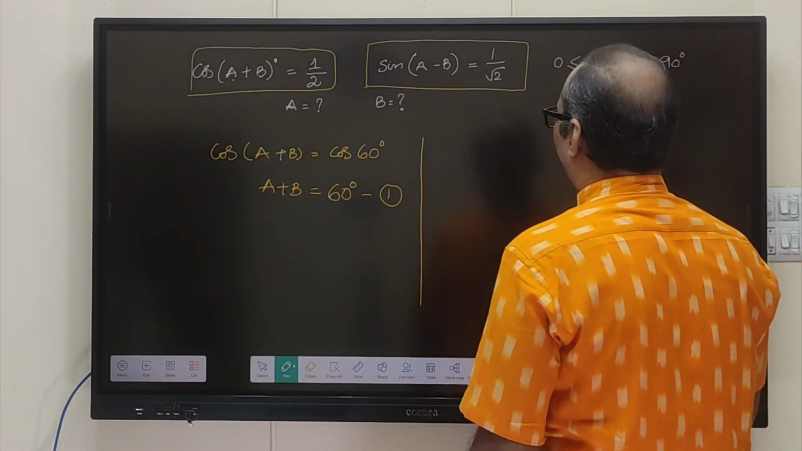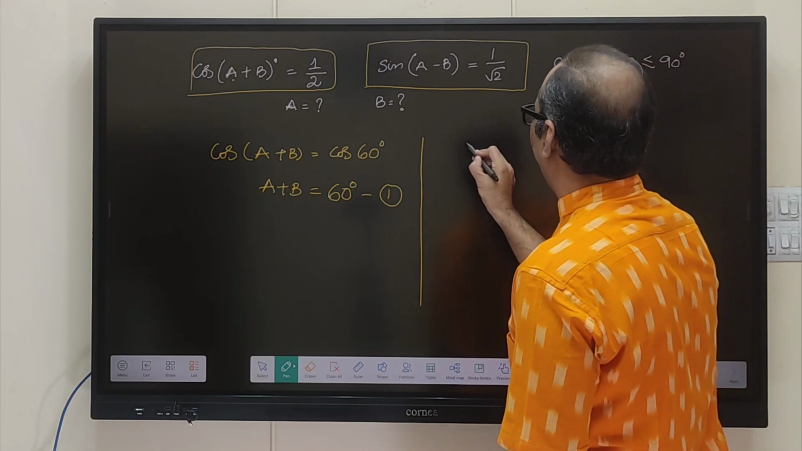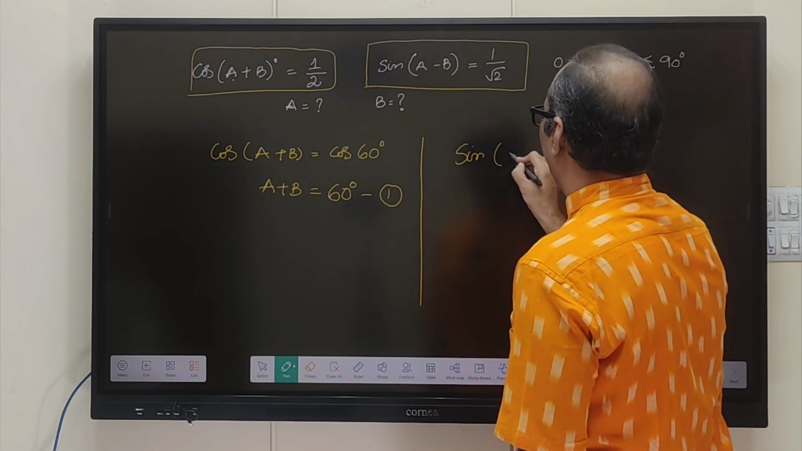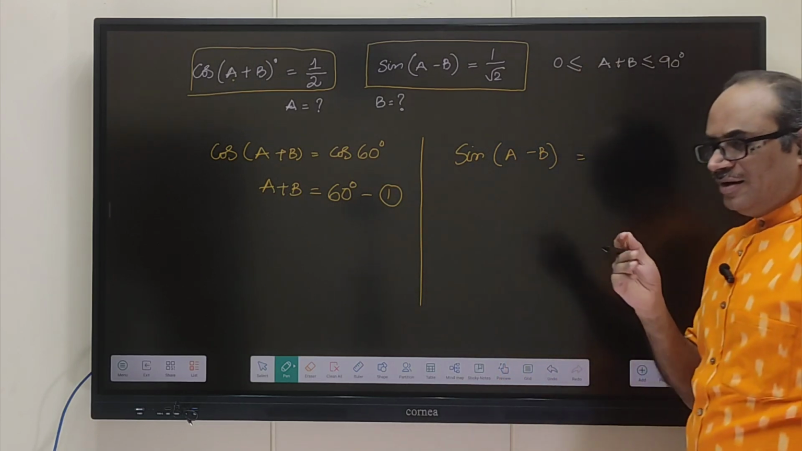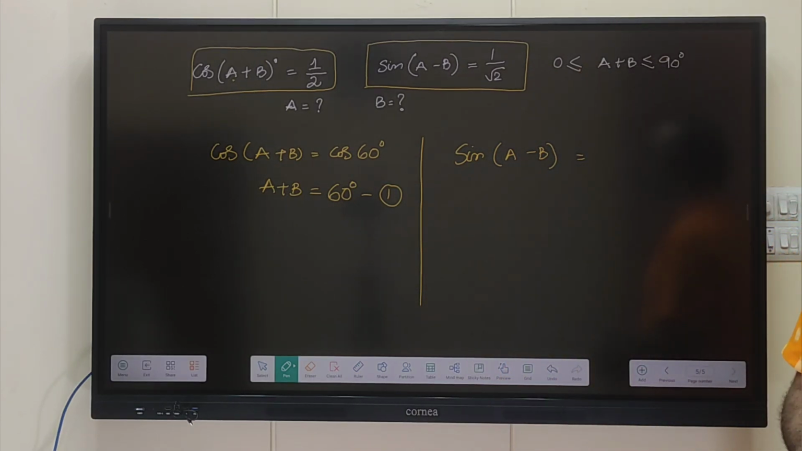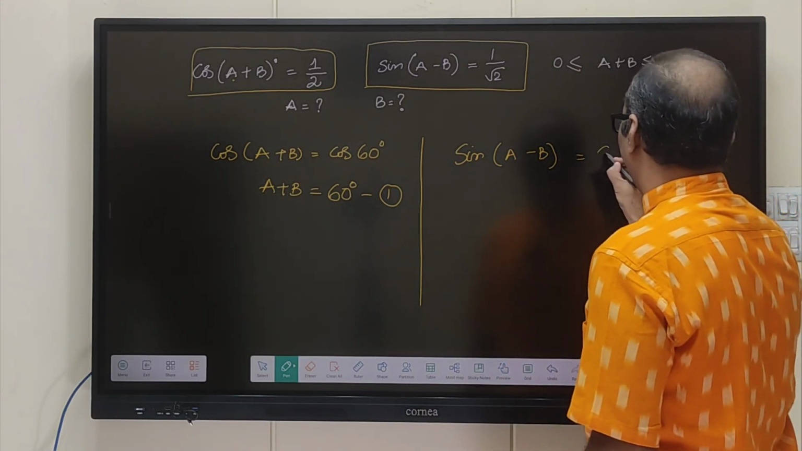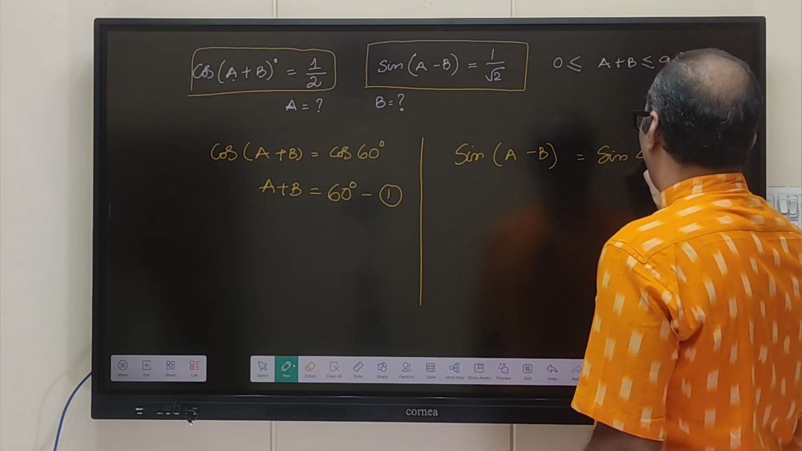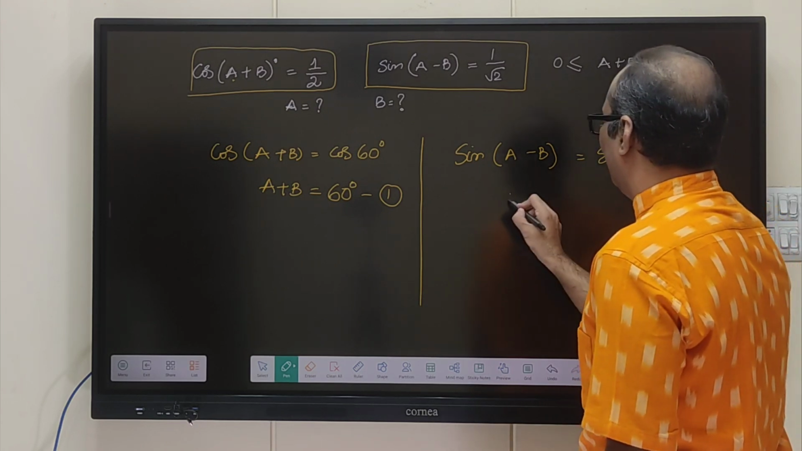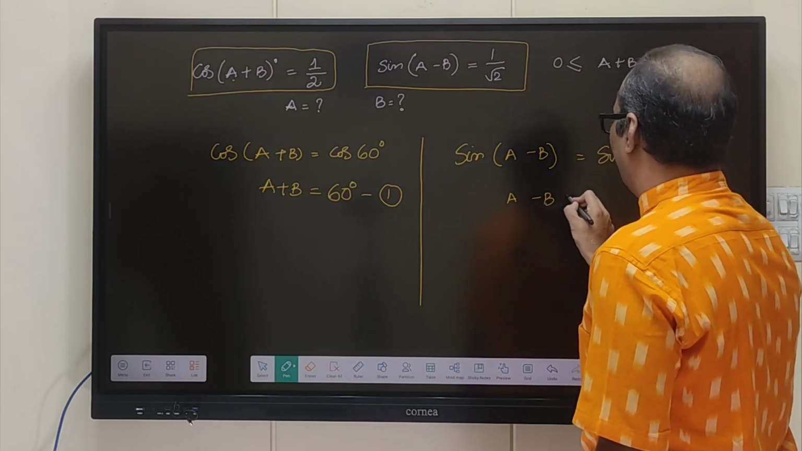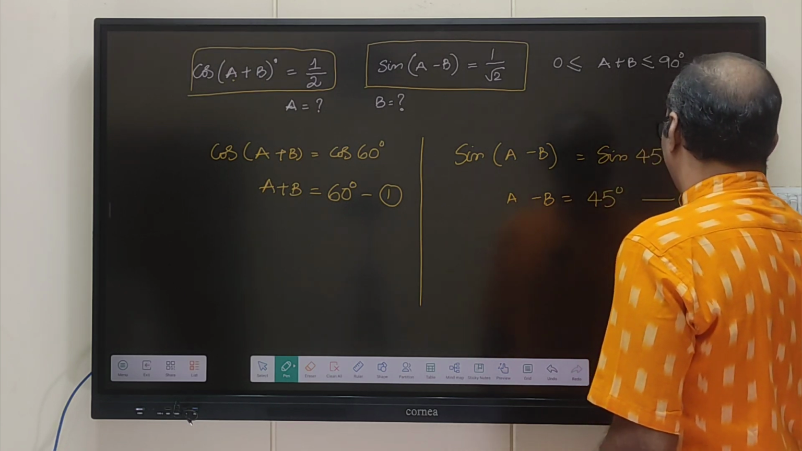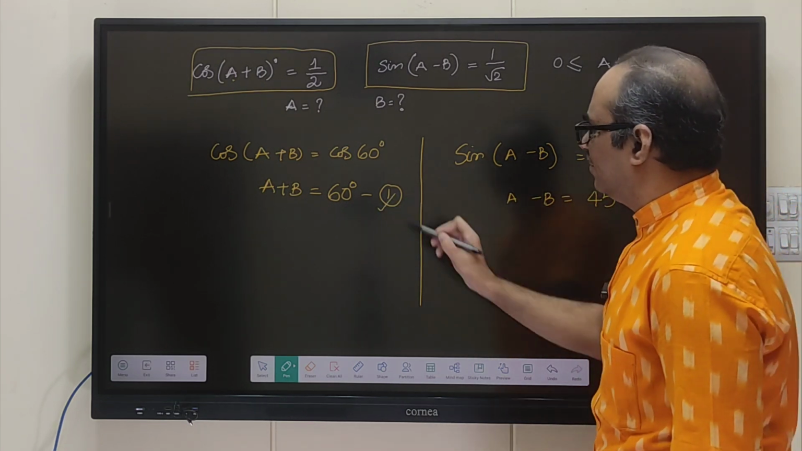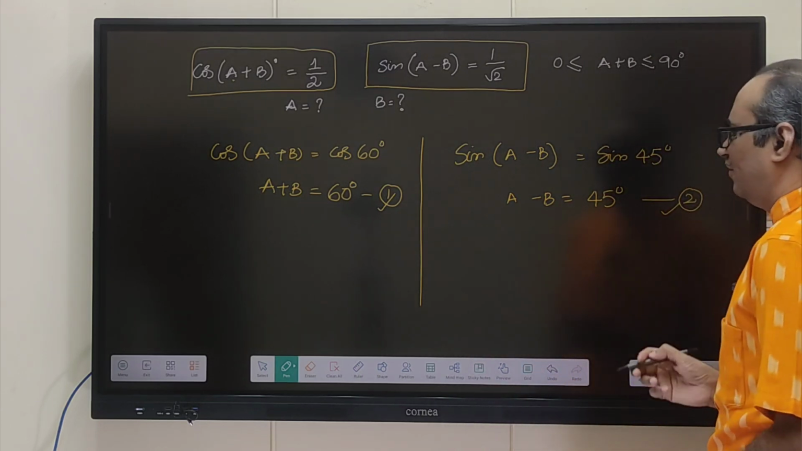In the next one, we have sin of a minus b is 1 by root 2. Sin of which angle is giving us 1 by root 2? That is 45 degrees. So we can write down sin of 45 degrees. That means a minus b equals 45 degrees. So this is our second equation. Now we have a plus b is 60, a minus b is 45 degrees.